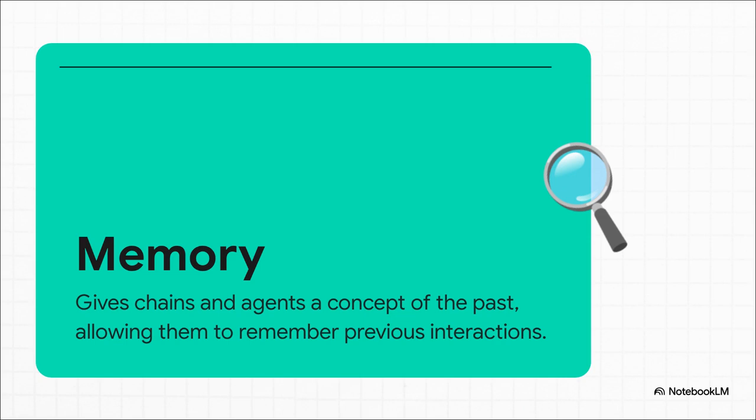And then there's this really cool piece, memory. See, without memory, every single question you ask an AI is like starting a brand new conversation from scratch. Memory is what gives the AI context. It's what lets it remember what you guys were just talking about 2 minutes ago. And that's what turns a clunky Q&A into a real flowing conversation.